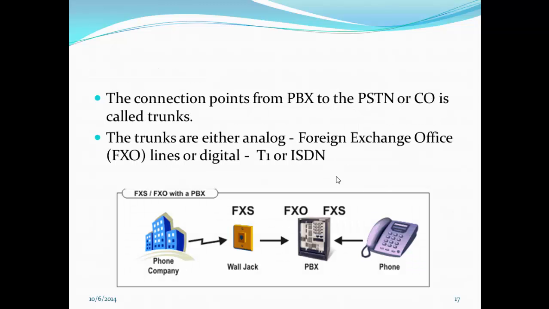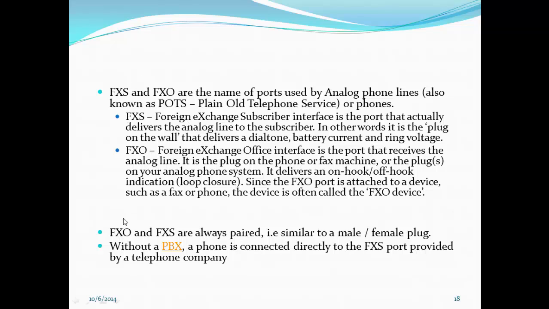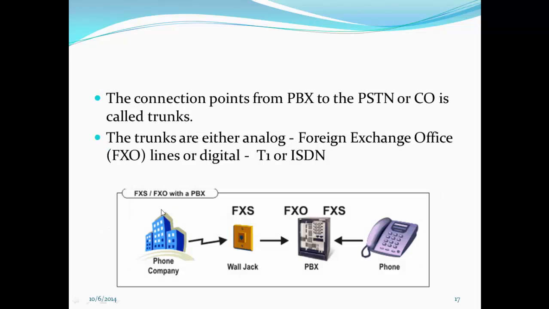The connection point from the PBX to the PSTN is called a trunk. The trunks are either analog lines or digital using T1 or ISDN. FXO and FXS are the names of the ports used in analog phone lines. FXS is a foreign exchange subscriber interface, the port that actually delivers the analog line to the subscriber. In other words, it is the plug on the wall that delivers the dial tone, battery, and ring voltage.